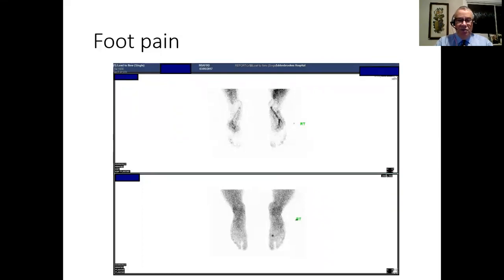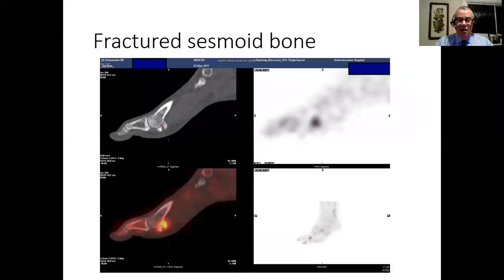This is another patient with foot pain. So we got a blood pool, and then on the static, you've got uptake around the base of the big toe. And when you do the SPECT-CT, you find that this is a sesamoid bone, and these are little bones in the ligaments. Here it is, this is the metatarsal here. These are the proximal and distal phalanges of the big toe. And this is the sesamoid bone when it has just fractured, just broken into two. And the best thing to do in that case is just to take that little bone out.